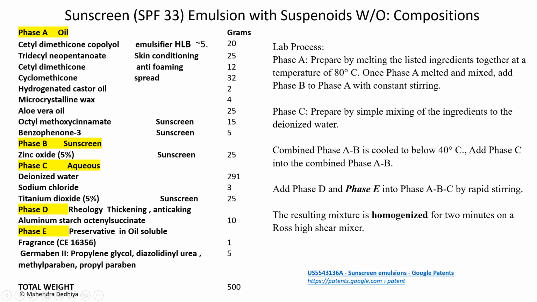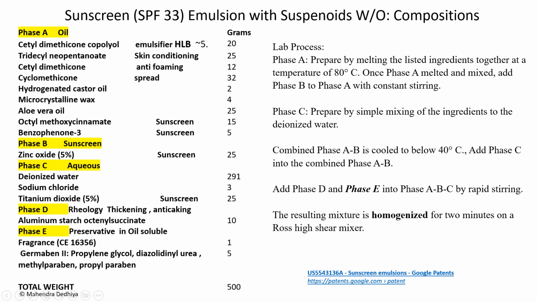Rheology, thickening, anti-caking is done by aluminum starch compound, and this increases its viscosity and gives a cream-like consistency. Preservatives are oil soluble, germane too. It includes urea and methyl propylparabens.